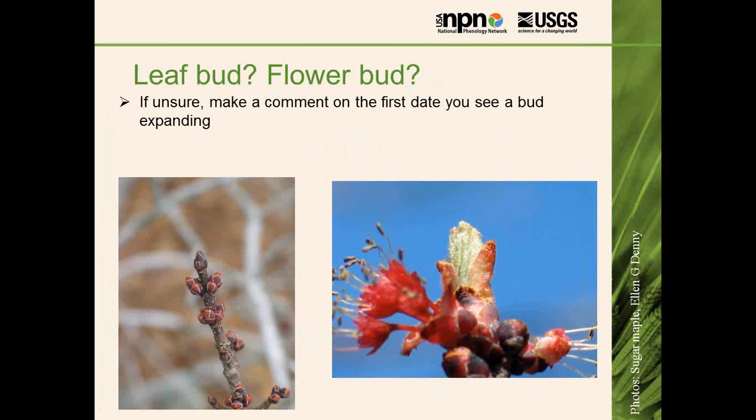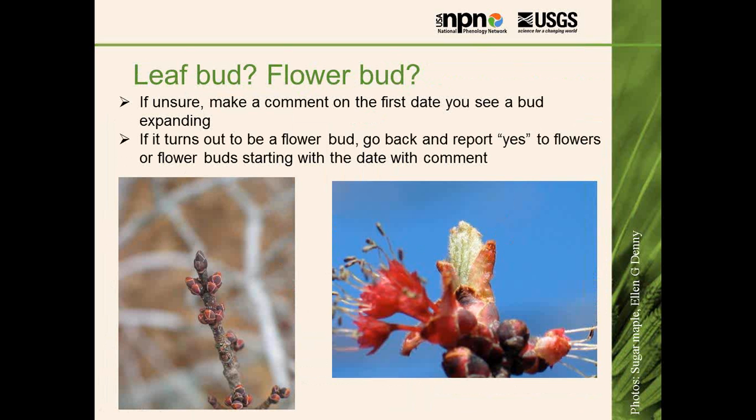So if you're unsure about what the bud is going to turn into, you definitely won't be reporting breaking leaf buds until you can see that green leaf tip. But you can always circle that uncertain option for flower buds and make a comment about it on that first date that you see the bud expanding. If it turns out to be a flower bud, then you can go back and change that question mark to a yes for flowers or flower buds, starting with the date that you made that comment. You can see here, this is the lateral bud that turned into a flower.